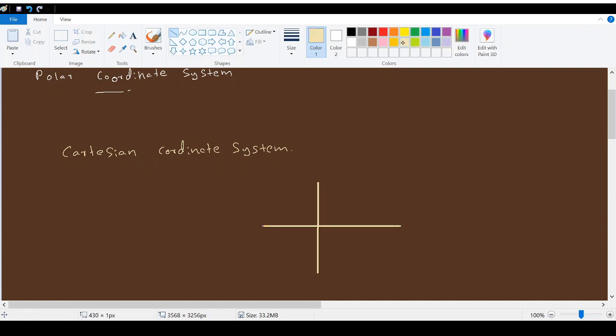So for the Cartesian system, if we need to mention the position of a given point, then we measure. Let's say the given point is somewhere here, then we measure the distance along the x-axis and the distance from the y-axis. Let's say if this is 5 and 8, then we write the position as a coordinate pair, and 5 represents the x-axis distance and 8 represents the y-axis distance.